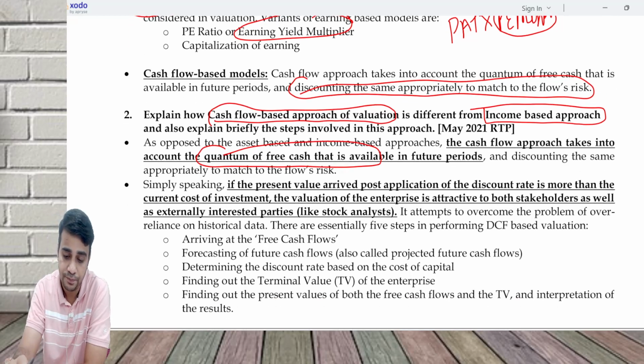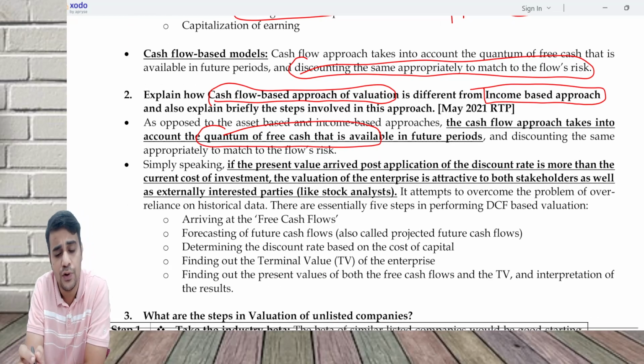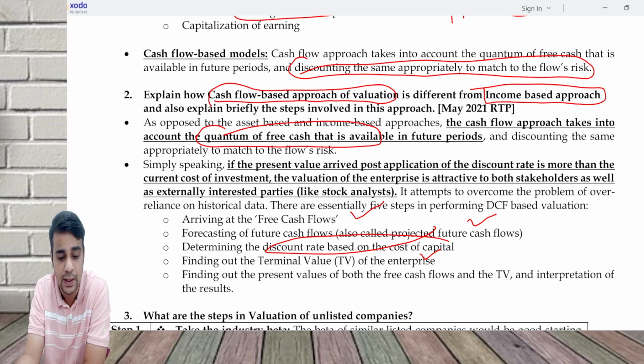Now, whatever cash flows you have got, you will have to discount them at either cost of capital or cost of equity and arrive at value of firm or value of equity. So the steps we are doing is we'll first arrive at the cash flows, get the future cash flows, discount them, get the terminal value. Terminal value is valuation of a perpetuity, and arrive at the value of the entity. This is on the cash flow based approach.